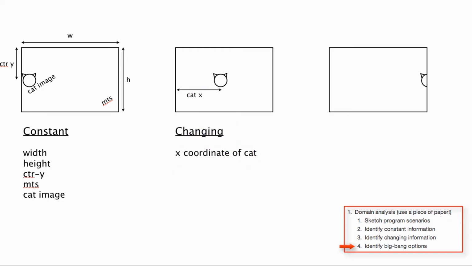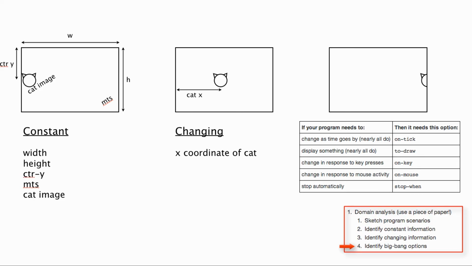And the last thing we're going to identify is the Big Bang options. And the recipe page gives us a table that helps us do this. The table talks about behavior that our program has and what options we need to have to support that behavior. So this program has information that changes as time goes along because the x-coordinate of the cat, this value here, changes as time goes on. So that means that we're going to need to use the on-tick option to Big Bang. And this program also has behavior that we see, the display changes. And so that means we're going to need to use the to-draw option to Big Bang.